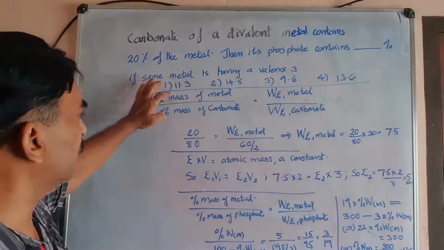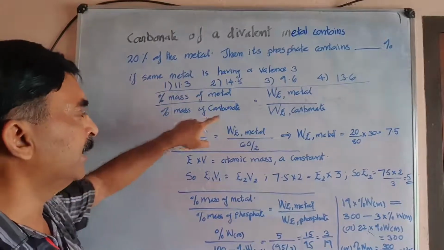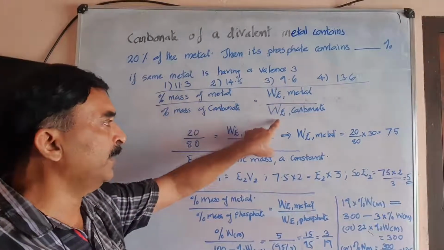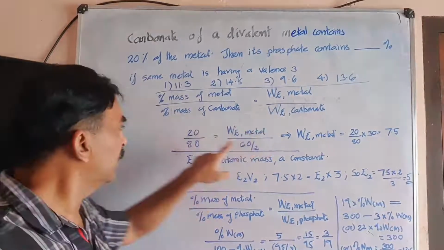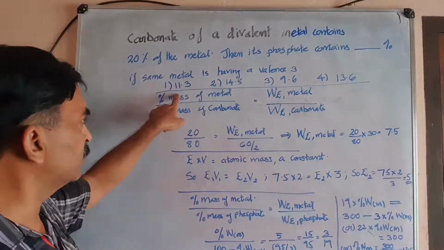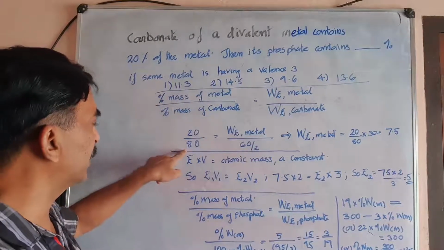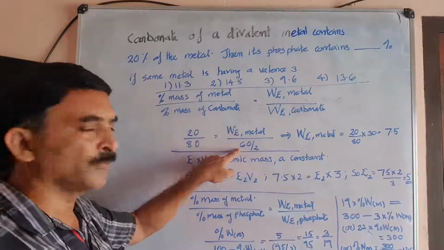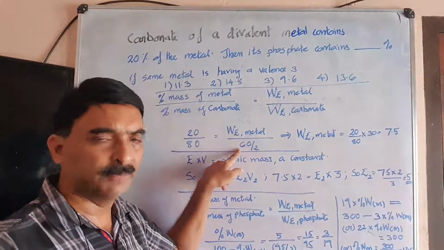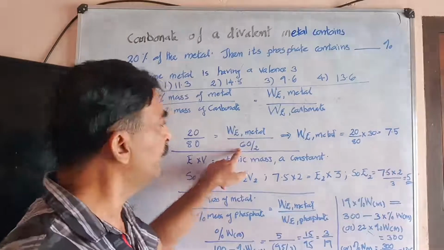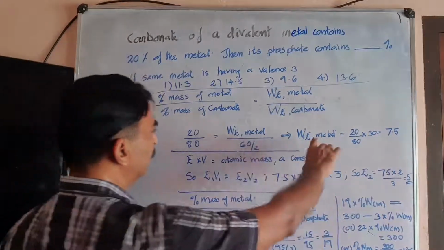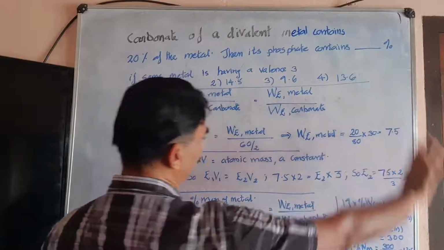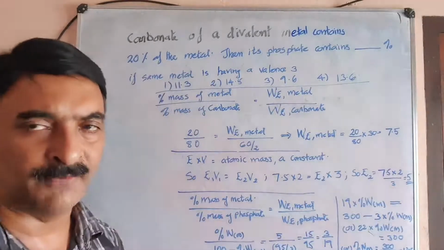Percent mass of the metal by percent mass of carbonate is equal to equivalent mass of metal by equivalent mass of the carbonate. 20/80. Percent mass of metal is 20, so remaining 80 is carbonate. Is equal to equivalent mass of metal, we don't know. Equivalent mass of carbonate, ionic mass 60/2, since valence is 2. Then from that result, the equivalent mass of metal is equal to 7.5. That part is the same as the previous problem.